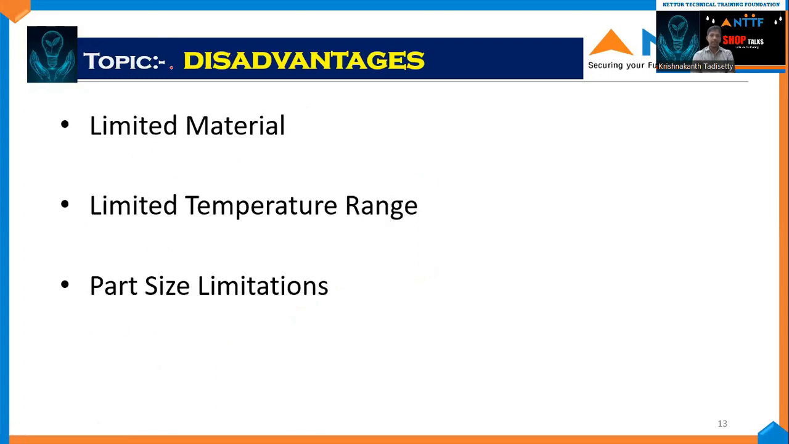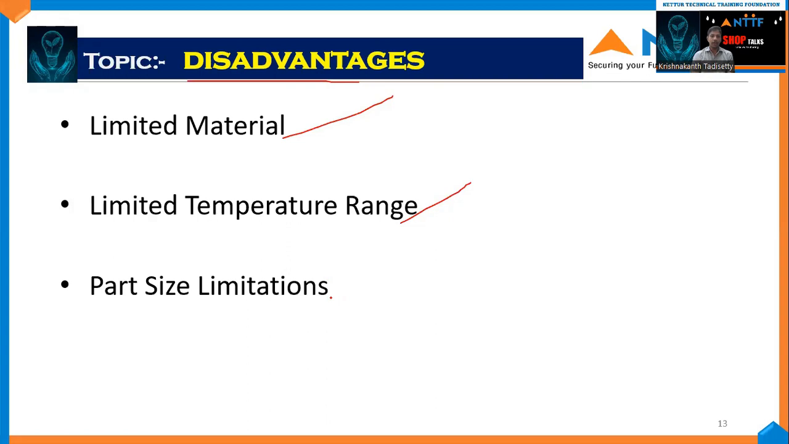Now let us see the disadvantages. Limited material. That means only the materials which have a low melting point like zinc, lead, and tin, or any zinc alloy materials are suitable for this process. Not others like copper, brass, aluminum. These types of materials are not suitable for this hot chamber molding process. And second one is limited temperature range. The temperature range must be constant according to the low melting point of the material, for example, zinc. So that is why this is a disadvantage.